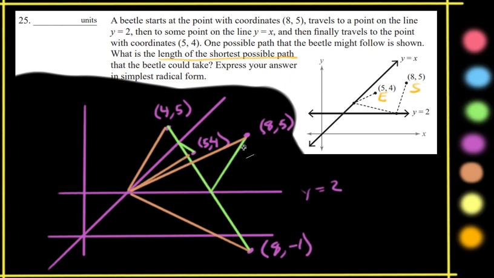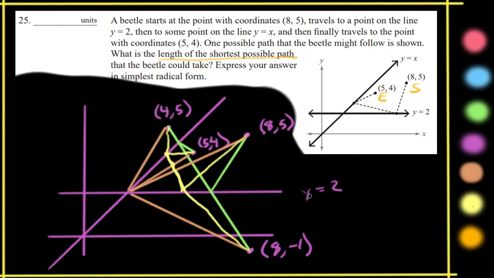And any other path you choose, that might bounce off of this wall and then this wall and then this wall, is equivalent to some other path like this if you reflect it. And you can obviously see that it's longer than this straight line path. So really cool little trick there for this problem.